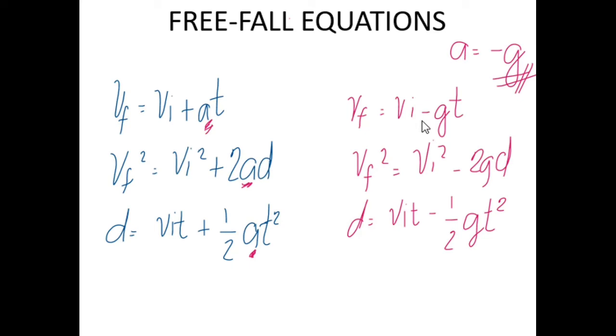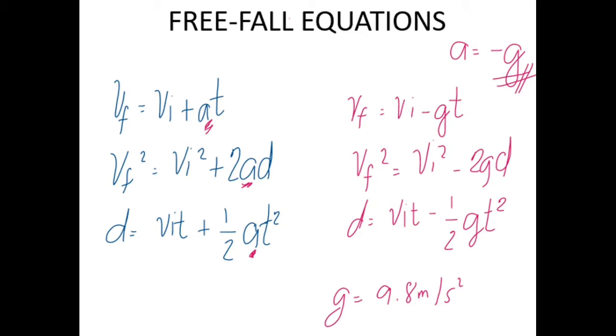So whenever we have to substitute the acceleration due to gravity, g, we will only substitute 9.8 meters per second squared. We no longer have to add the negative because the negative is already in our equations. Okay? So for you to be able to understand it better, I will show you the problem solving on free fall motion.